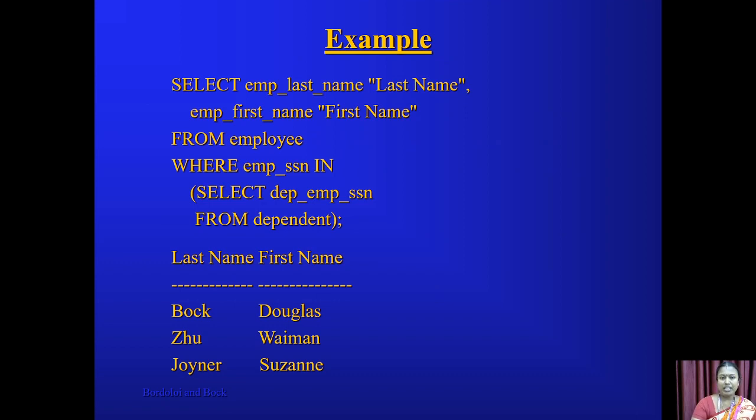Here is an example of a subquery. In this example, I am going to get the result for first name and last name based on the condition on employee SSN number. The subquery returns the values in the dependent table for dependent_EMP_SSN number. That value is produced as the result of the innermost query and is matched with the outermost query. So the outermost query's first name and last name are returned as the result.